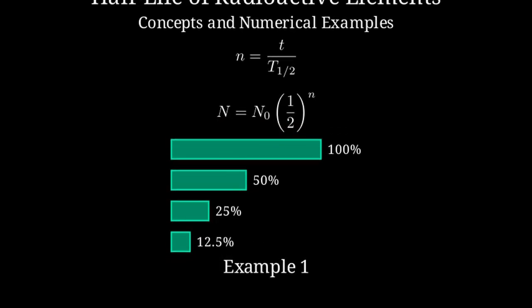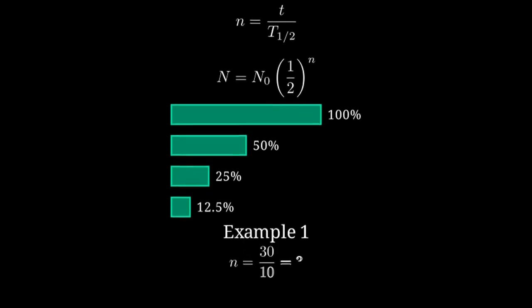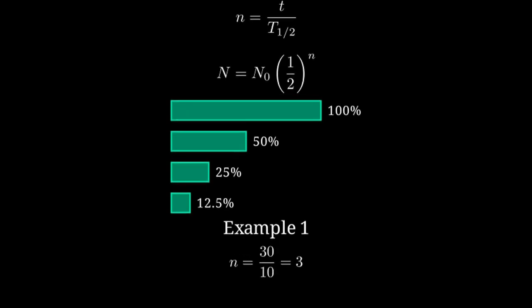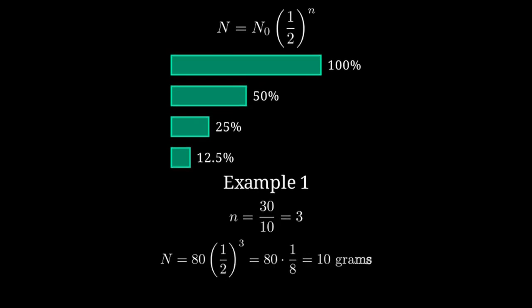Example 1. A radioactive isotope has a half-life of 10 years. If we start with 80 grams, how much remains after 30 years? First, compute n, the number of half-lives. Then compute the amount using the formula.